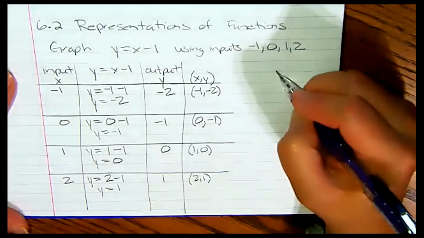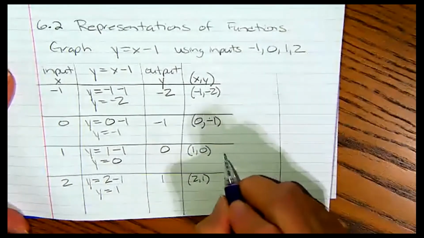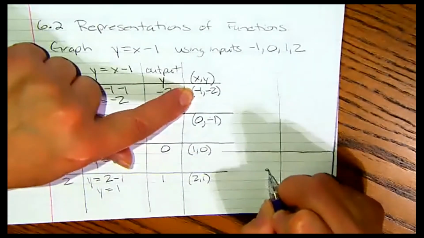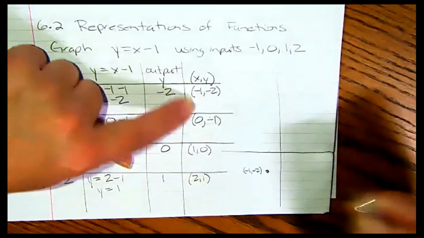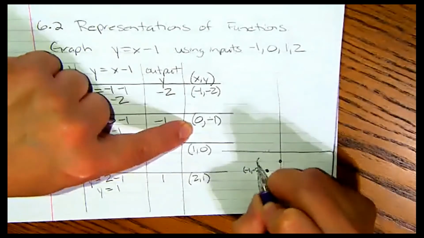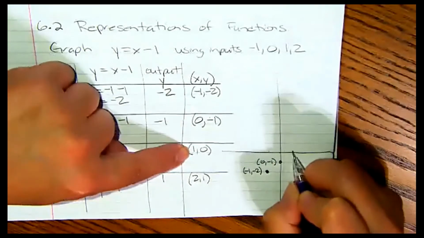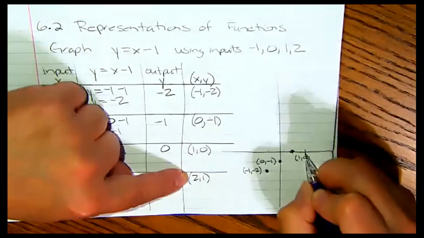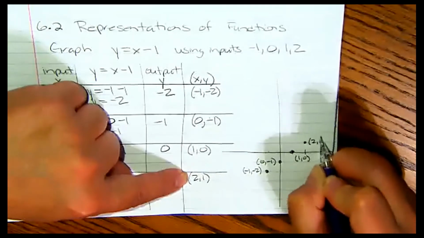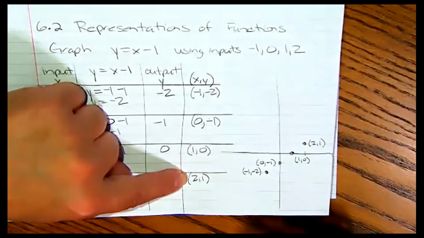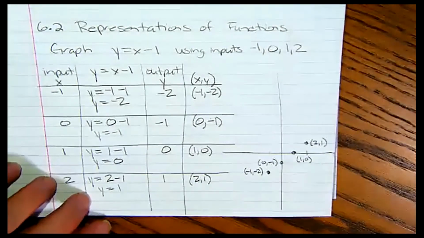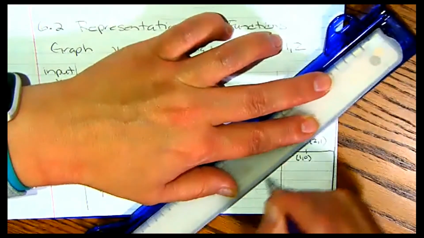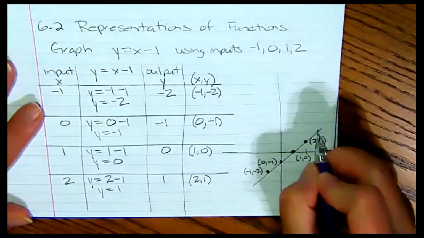Now I'm going to graph these. So we have -1, -2, 0, -1, 1, 0, and 2, 1. So here's our function. You can leave it like that, or you can connect the points. It's up to you.